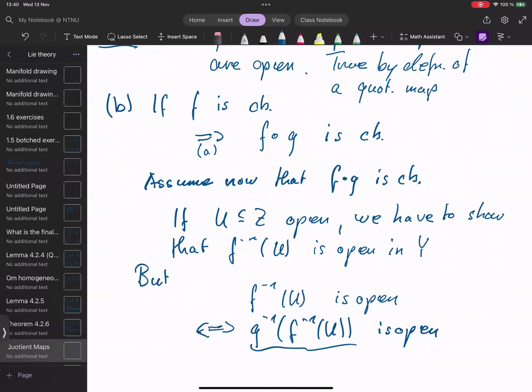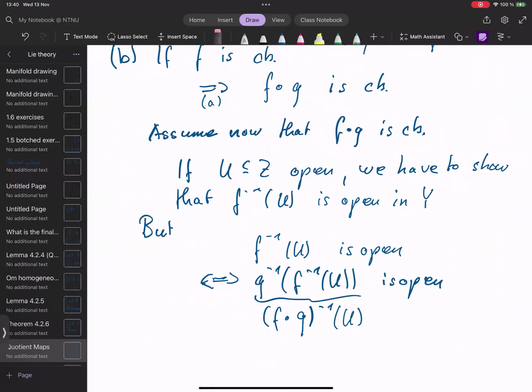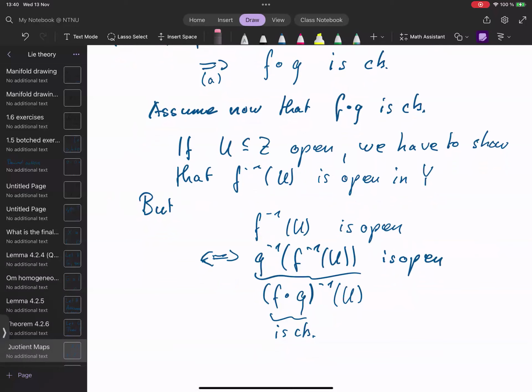But we can rewrite this, so this is nothing else than the preimage of the set U under the map F composed with Q. And we already knew that this map we have here is continuous. So from the continuity of the composed map, it follows that the set really is open. And we can deduce that F inverse of U is open. Hence, F is continuous, thus proving the lemma.